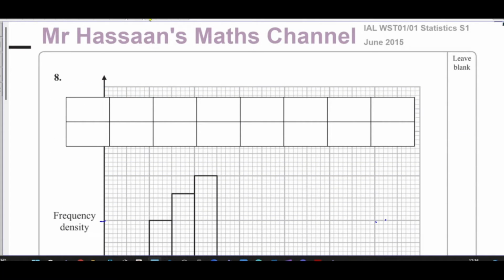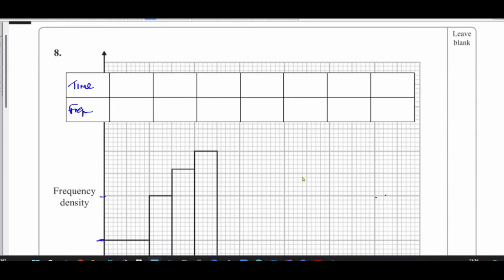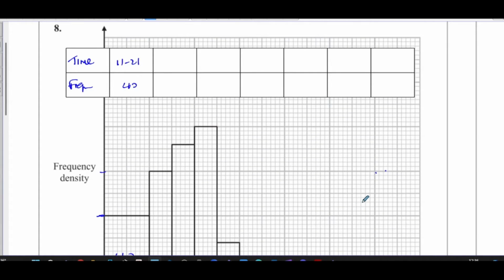So this is our time. This is our frequency. So let's look at the first, between 11 and 21. Between 11 to 21, we have a frequency of 40, they told us. There's 40 people represented in there.